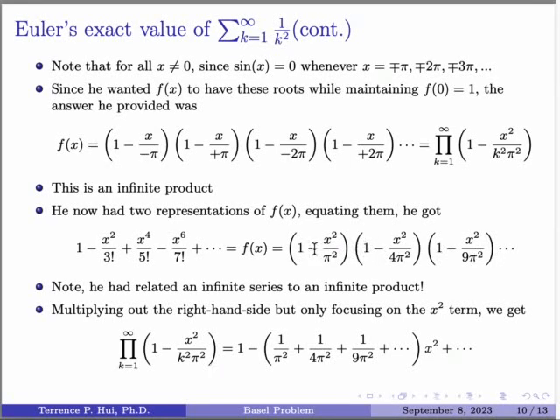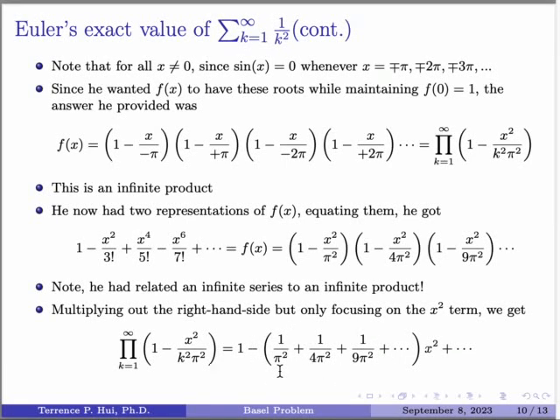So the point is, if you multiply this out into infinitely many factors multiplied together, you're going to get a polynomial of infinite degree. But that polynomial has an x squared term. What is the coefficient of that x squared term? As it turns out, it is this.